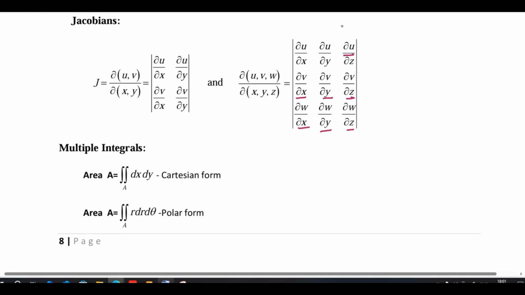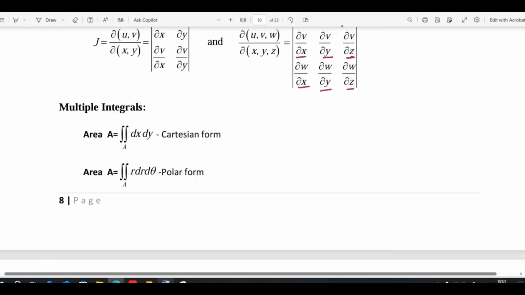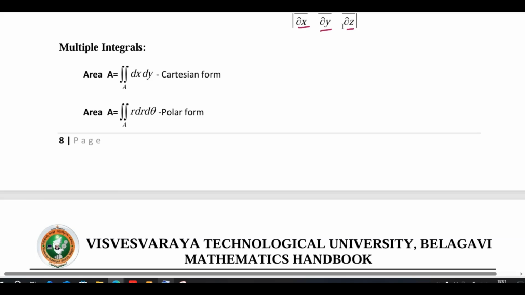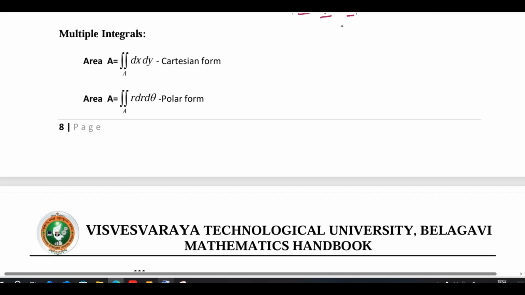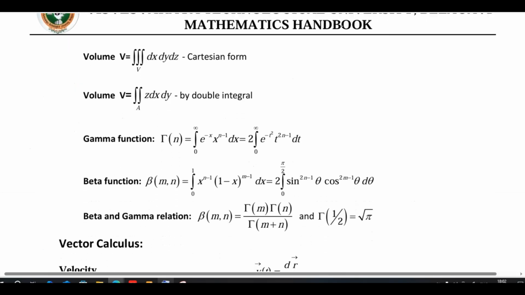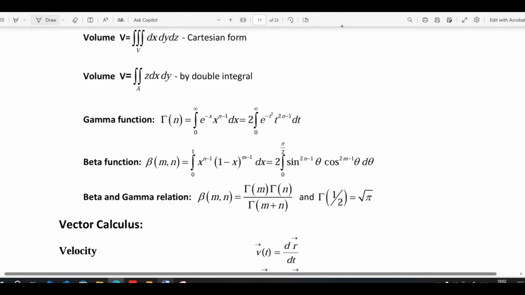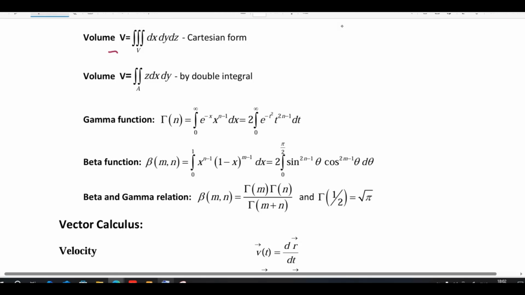Then you have the next topic, called multiple integrations. You have area A will be the double integration of dx dy in Cartesian form. Area A will be the double integration of r dr dθ in polar form. Then you have the next one, volume V will be the triple integration of dx dy dz in Cartesian form. Volume V is the double integration of z dx dy.